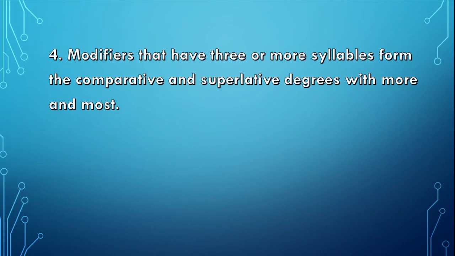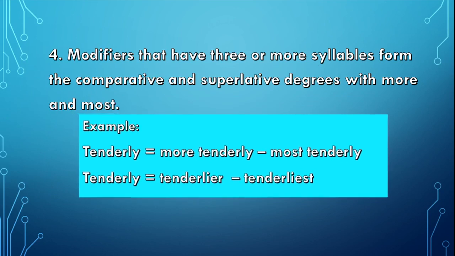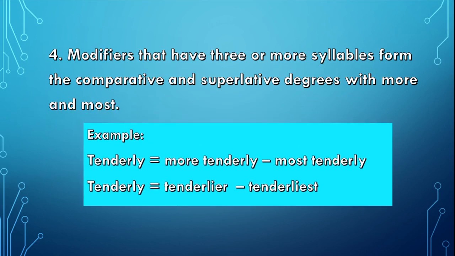Fourth, we have modifiers that have 3 or more syllables. They form the comparative and superlative degrees with more and most. Example: tenderly is equal to more tenderly and most tenderly. We have another: tenderly is equal to tenderlier and tenderliest. Which of the two is correct? Okay, the first is correct. Tenderly is equal to more tenderly and most tenderly.